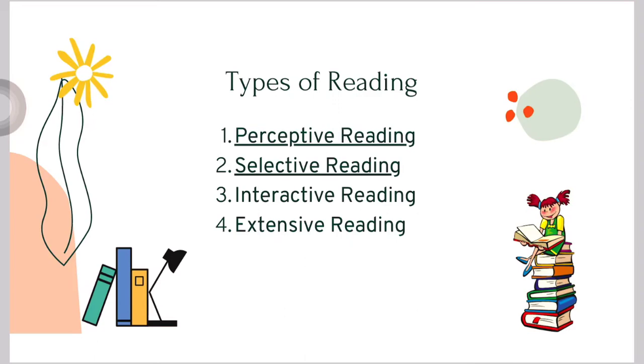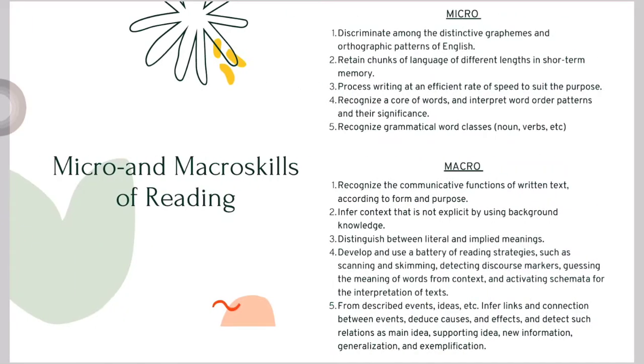So in this video, we will review types of reading and micro and macro skills of reading. As you can see here, these are four types of reading. The first one is perceptive reading, then selective reading, the third is interactive reading, and the last one is extensive reading. Our group will discuss perceptive and selective reading.